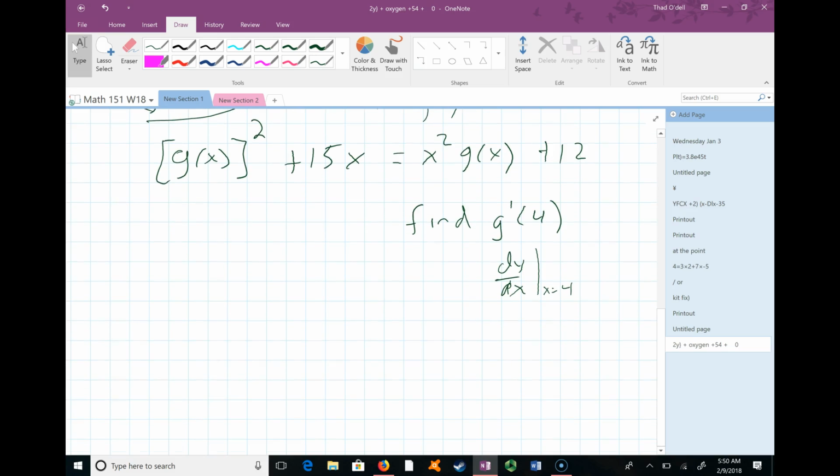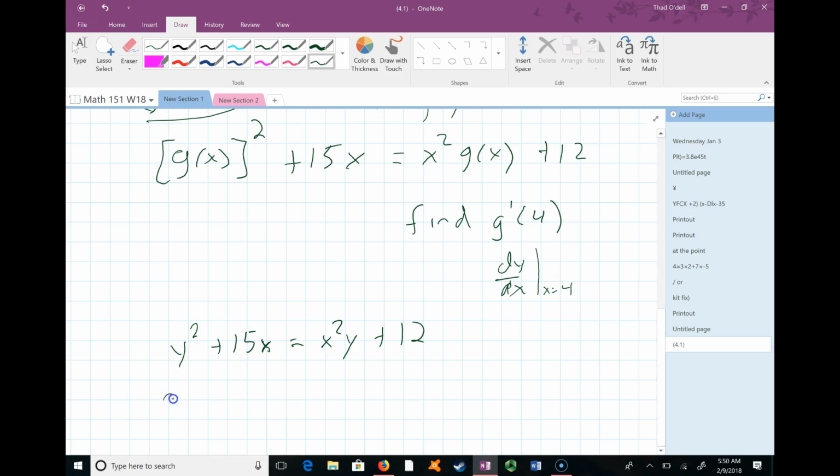Okay, so after we've done that translation, this would probably sit better with some of you if I wrote this as y squared plus 15x is equal to x squared y plus 12. Same exact thing. Okay, so then this is an equation where it is not written in explicit form. The x and y's are mixed in together. So I could take the derivative of both sides instead of trying to solve for y.